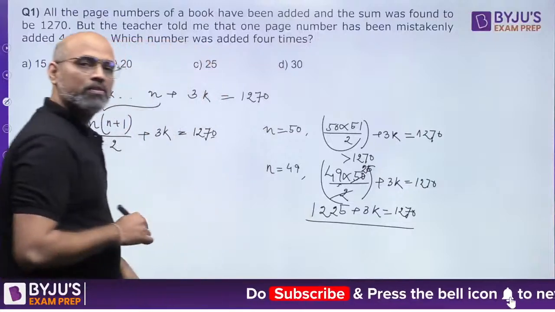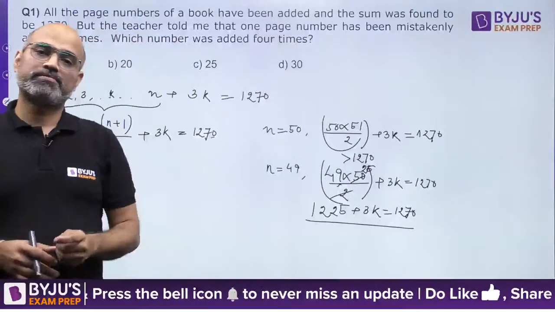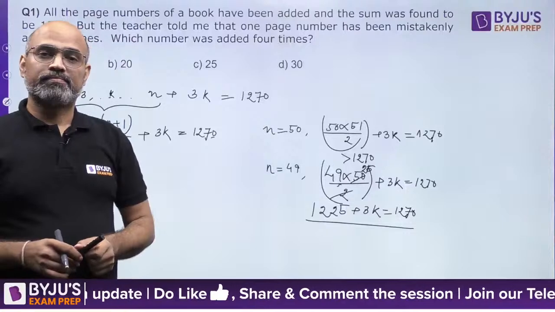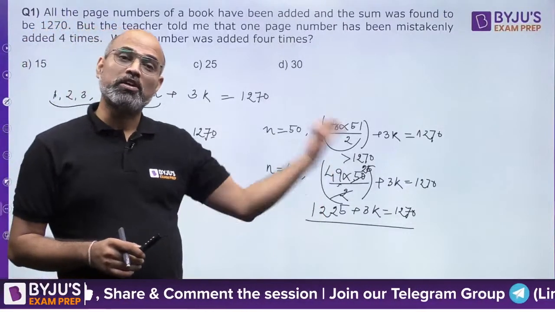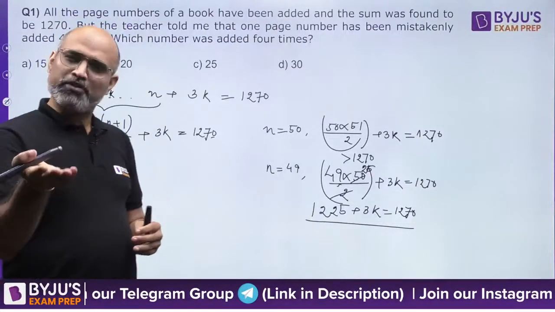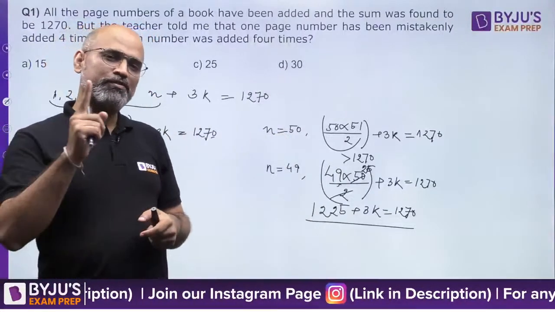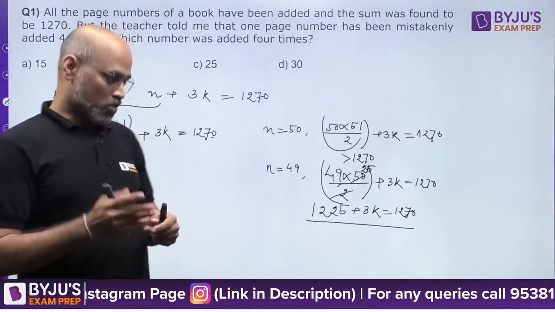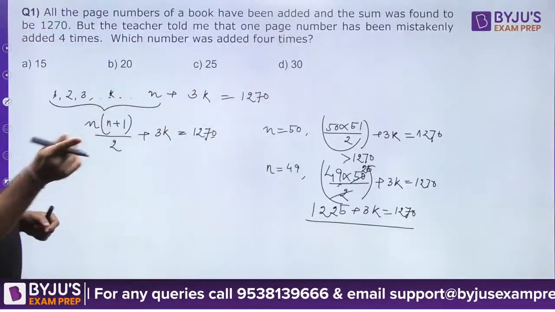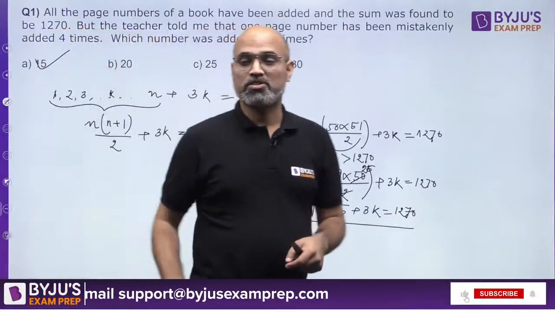Now tell me, what value of k shall I put over there so that this equation will make sense? 25 plus what number is 70? Quick. 25 plus 45 is 70. So 3k is 45. If 3k is 45, what is the value of k? Obviously k is going to be 15. So the number that was added 4 times instead of once was k, which is going to be 15. So this turns out to be your answer.